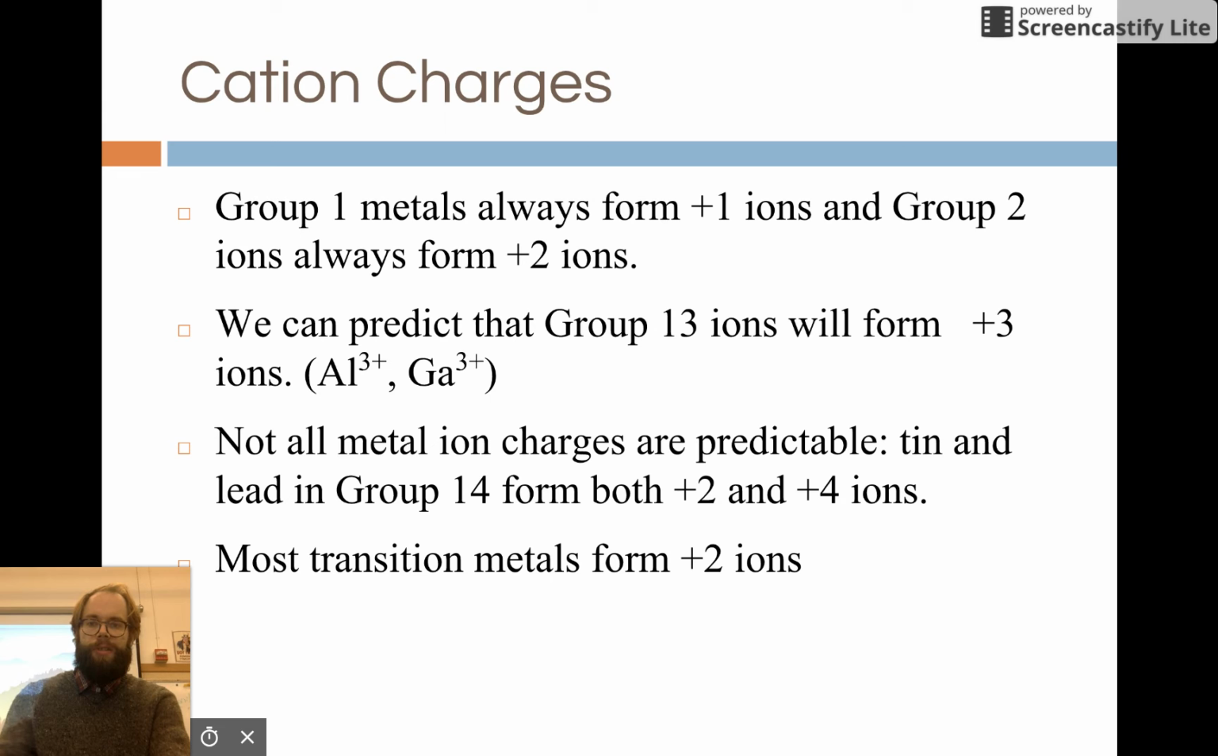Your cation charges are very similar to how you find the valence electrons. Group 1 metals are +1, group 2 is +2. Go on to the other side, your group 13 metals are +3. Not all metal ions are predictable. Tin and lead form +2 and +4. Most transition metals are +2 or +4. I would just try to know a couple of those in case you were asked that on a quiz.